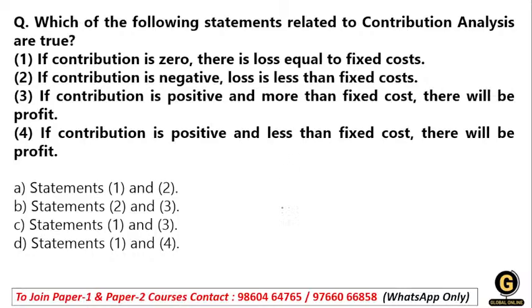So let's understand them one by one. First of all, there is a proper format to calculate the contribution. From the sale, when you reduce your variable cost, you will get a contribution. I will just draw it. From the sale, you reduce the variable cost, and you get the contribution. From that contribution, when we reduce your fixed cost, you will get a profit or loss. Now read one by one. If contribution is 0, suppose this amount is 0, there is a loss equal to fixed cost.